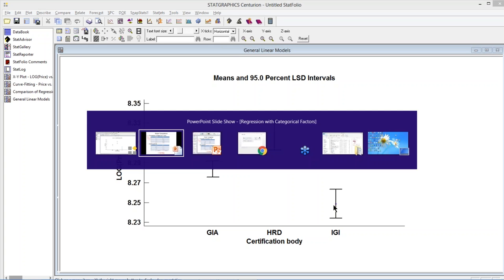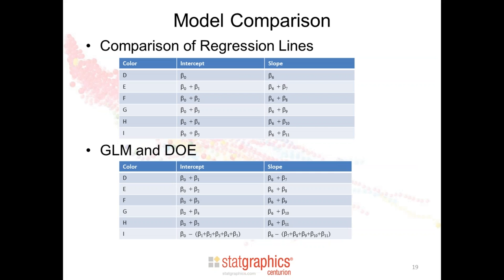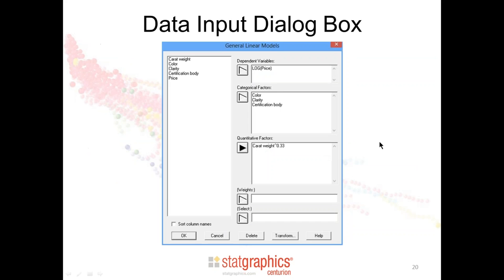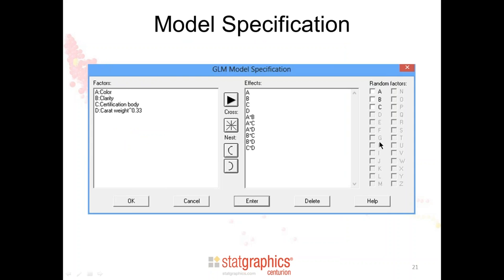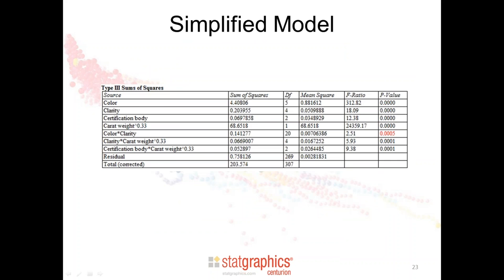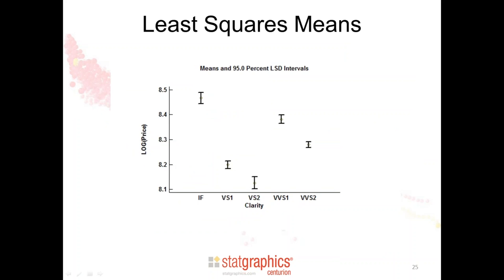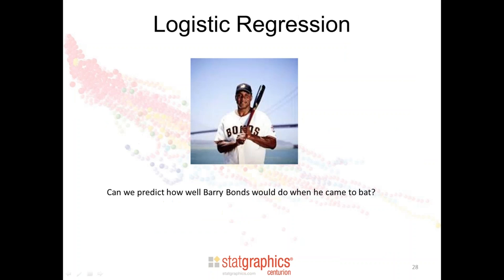Okay, well, that's all I really want to say about the diamonds. Now I'd like to talk a little bit about other types of regression models that you can do. The next example is going to be a logistic regression. A logistic regression is used when your dependent variable is binary. It can take one of two different values.